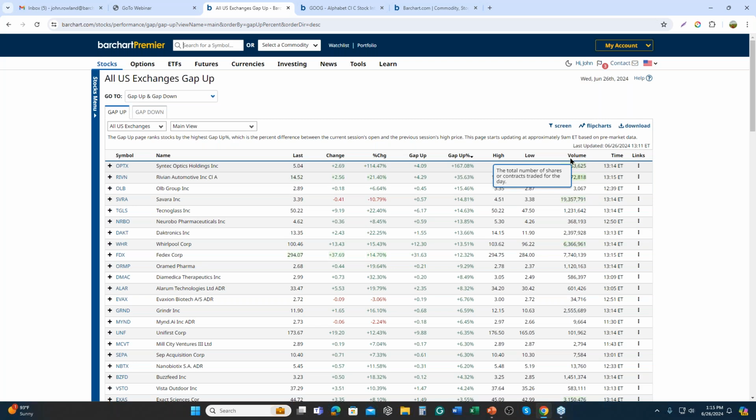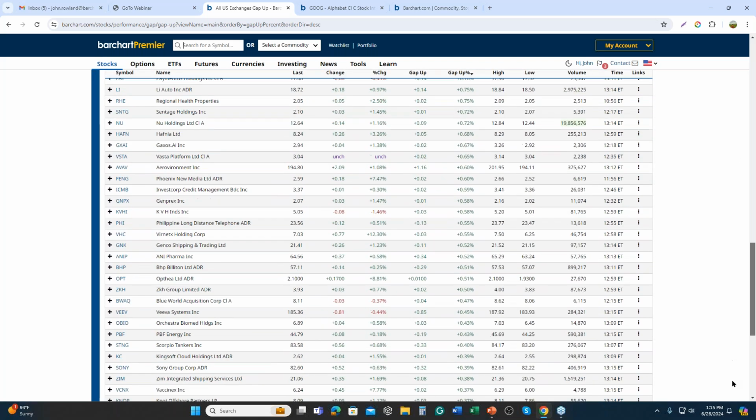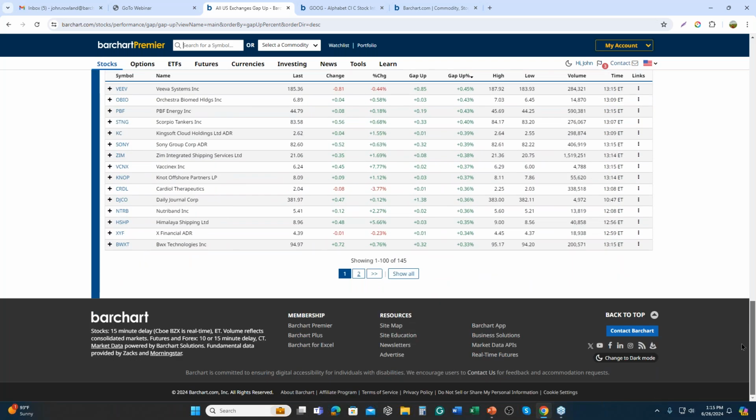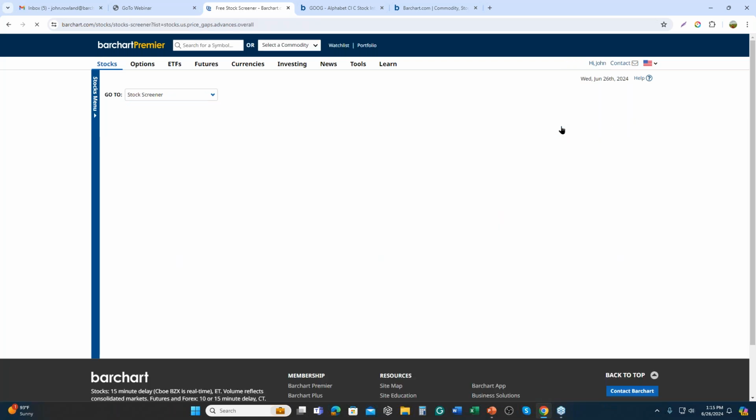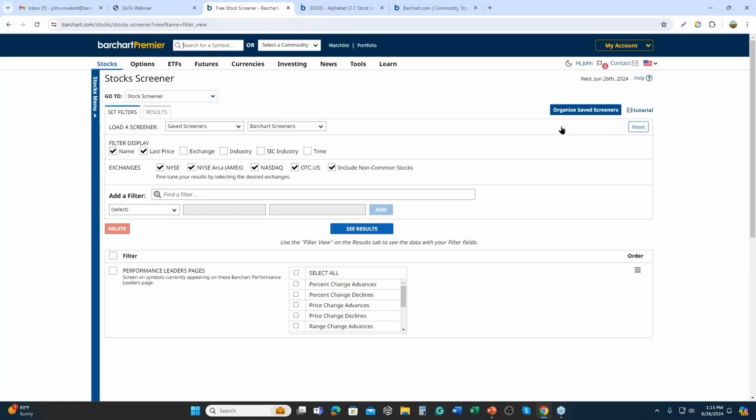Let's create a screener that'll allow me to narrow down these candidates. Now, there's a lot of candidates here, and somebody might feel that they could handle that, but you've got 145. So let's see if we can narrow down these candidates. So I'm going to come here where it says screen, and I'm going to start from there. Now, what this is going to do is screen based on this page, the gap up page.